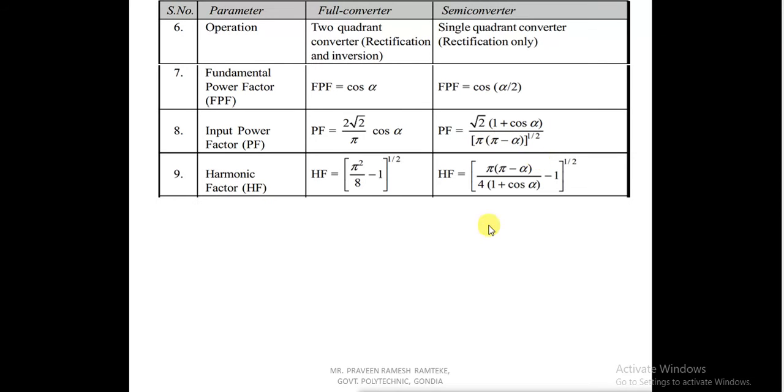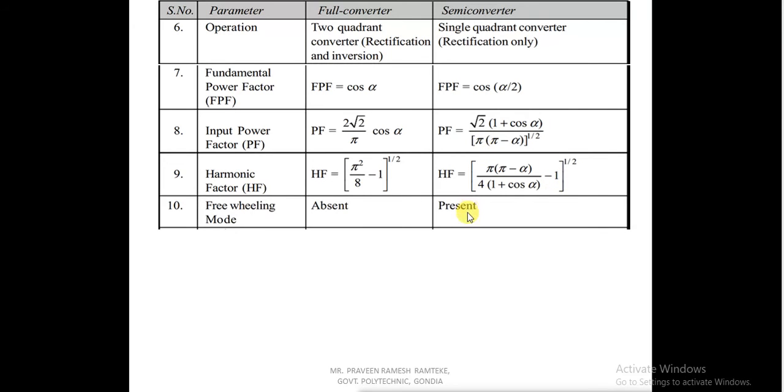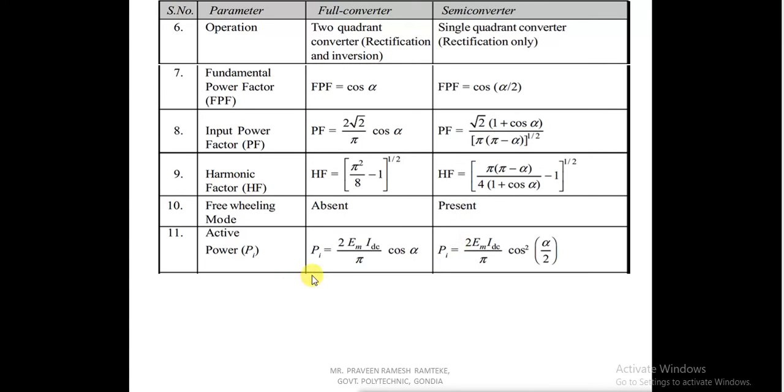The freewheeling mode is absent in full converters, but freewheeling mode is by default present in the semi-converter mode. Active power in full converters is given by P equals twice Em into IDC by pi cos alpha, whereas in semi-converters it is twice Em IDC by pi cos square alpha by 2. Reactive power Q equals twice Em by pi IDC sine alpha, and in the semi-converters it is Em IDC by pi sine alpha.